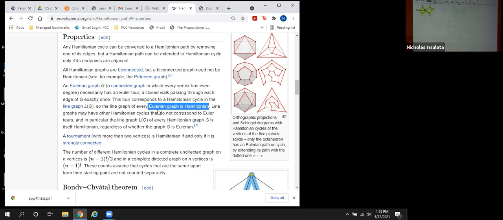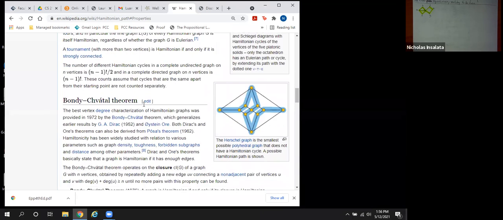The reason for that is because anytime you have an Euler circuit, that means that you're touching every edge, which means that, of course, you must be touching every vertex if you're touching every edge. And again, you're not repeating edges. So you can get one that way, but there are other ways as well. That's just one little example of the complexity of the relationship between Hamiltonian and Eulerian circuits. And you can read all about these different theorems.